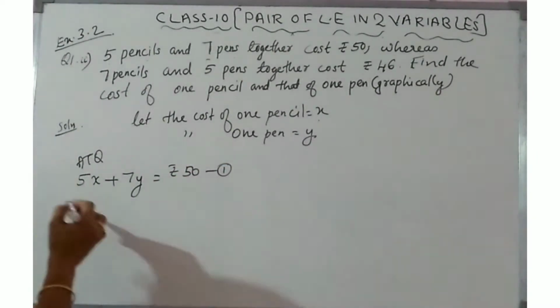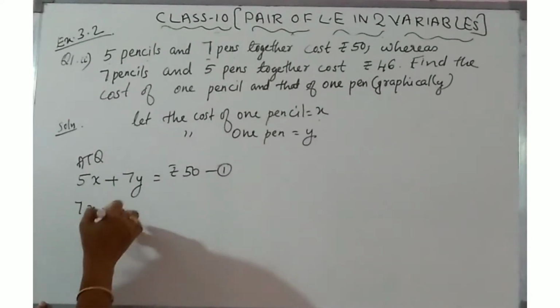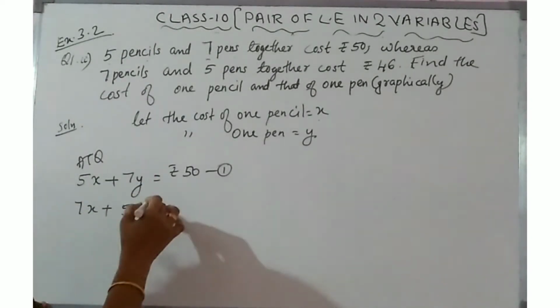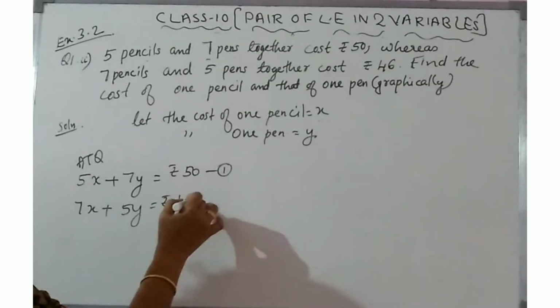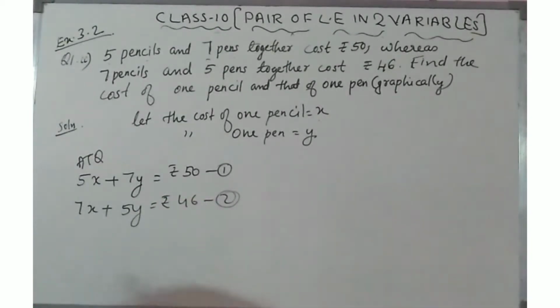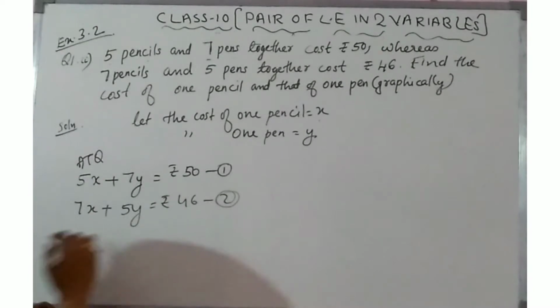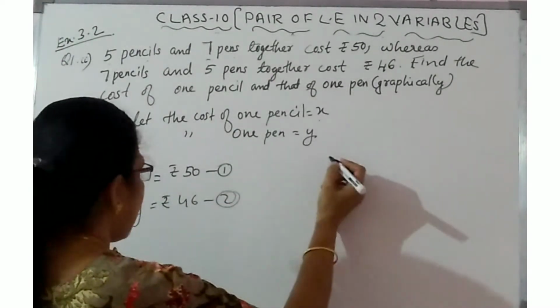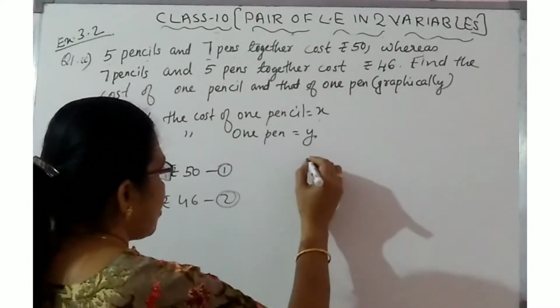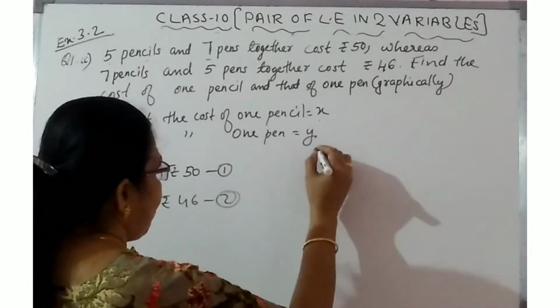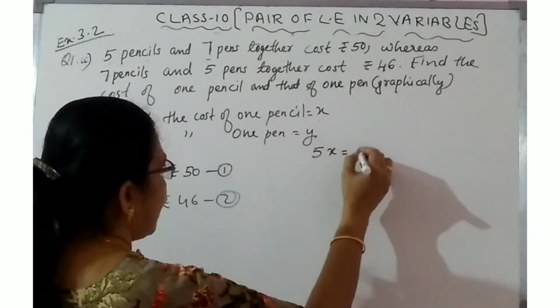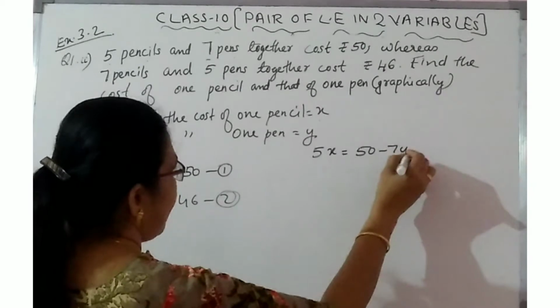Equation 2 is 7 pencils, that is 7x, and 5 pens, that is 5y, is equal to rupees 46. Equation 2. Now you have to find out 3 solutions for equation 1 and equation 2. Already in that video I explained how to find the solution if it is a linear equation in 2 variables. So I am writing the first equation as 5x is equal to 50 minus 7y.